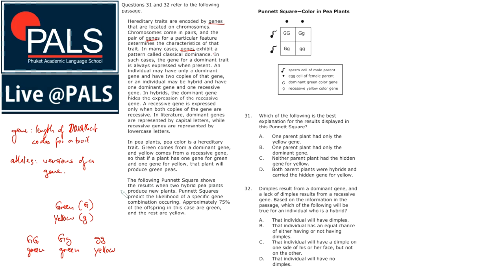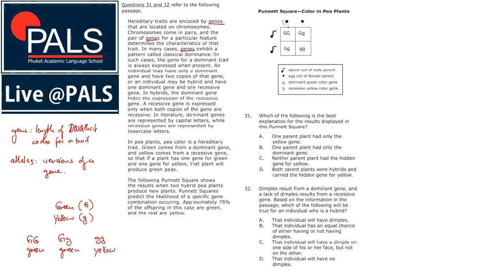The following Punnett square shows the results when two hybrid pea plants produce new plants. Punnett squares predict the likelihood of a specific gene combination occurring in the offspring. Approximately 75% of the offspring in this case are green and the rest are yellow.